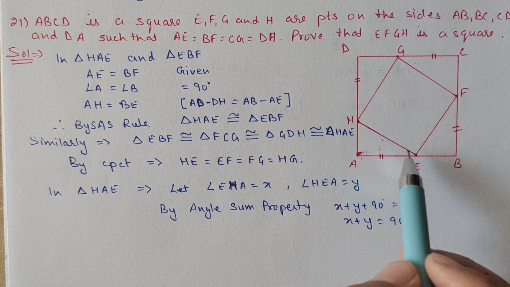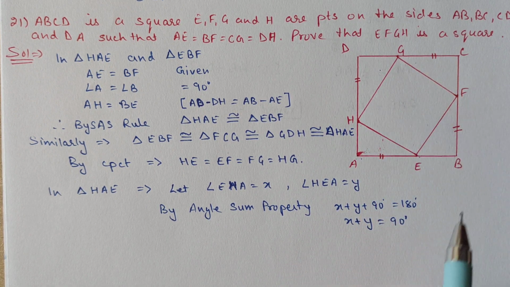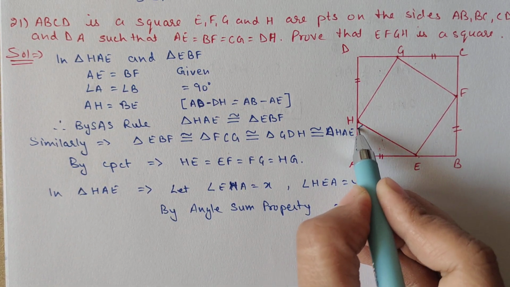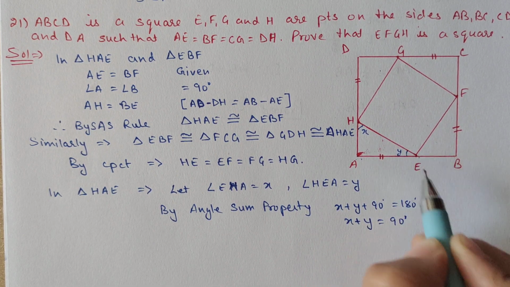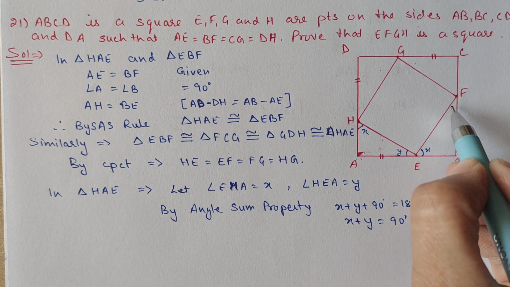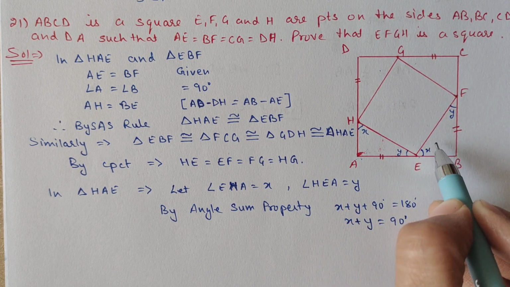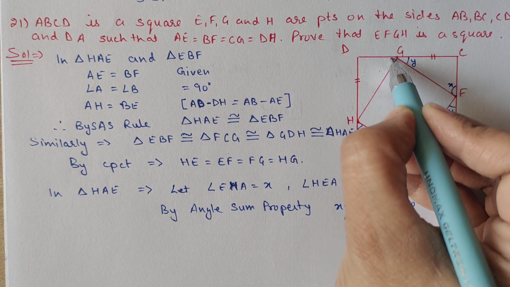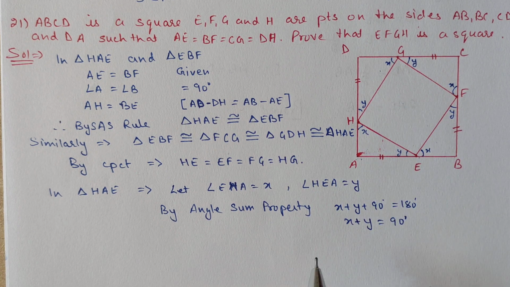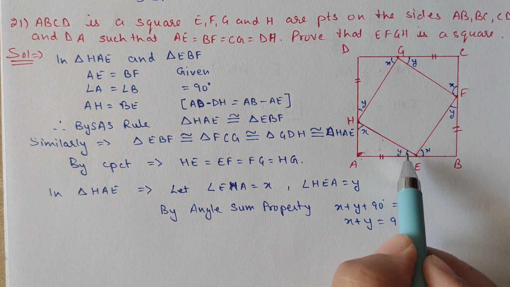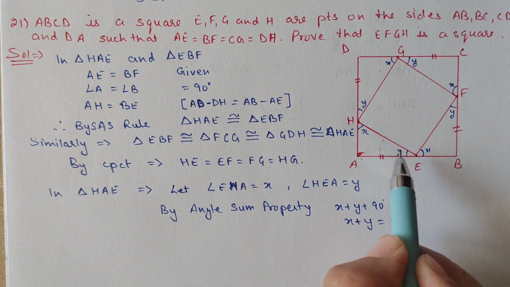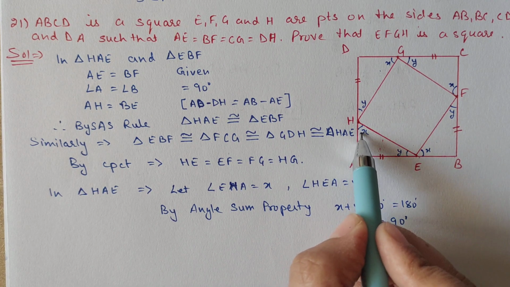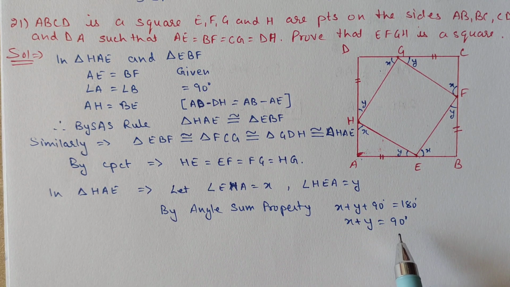Now to show that it is a square, we have to show these angles are also 90 degree. So first in this triangle we will take, suppose this angle H is equal to X and this is equal to Y. So here also this will be X and this will be Y because these two are congruent to each other. Same here, this will be X and this will be Y, and this will be X and this will be Y. After that, in this triangle, if we use angle sum property, then X plus Y plus 90, A is 90, this will be equal to 180 degree. It means the value of X plus Y is equal to 90 degree.